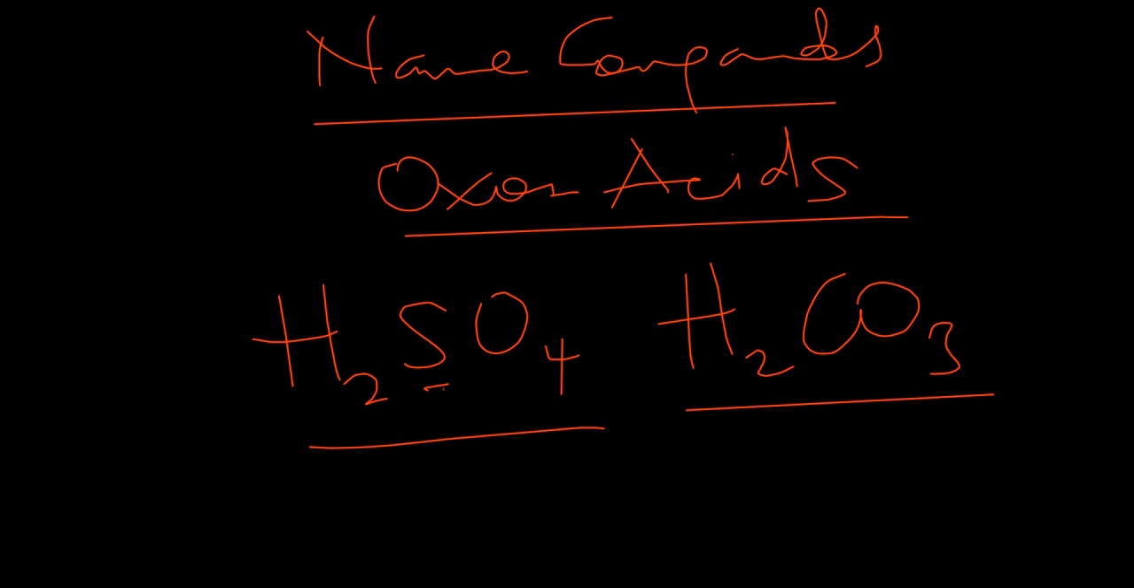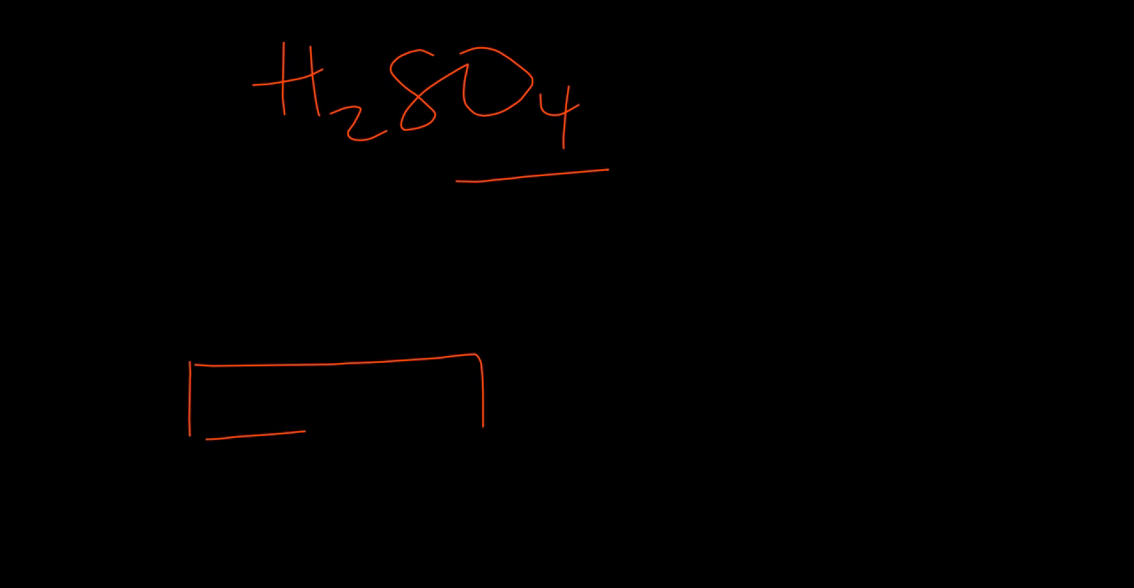So first, let me start with another oxo acid. H2SO4. We start naming an oxo acid by identifying the number of oxygens in the acid. In this case, it's a tetraoxo. Then you move to the next element, which is sulfur. So it will be tetraoxosulfate.